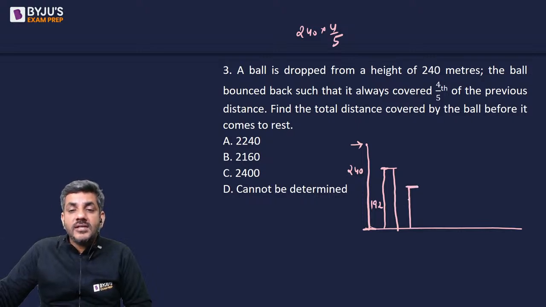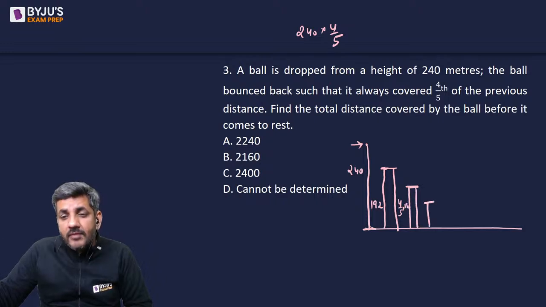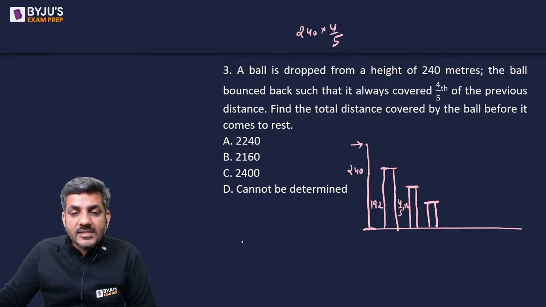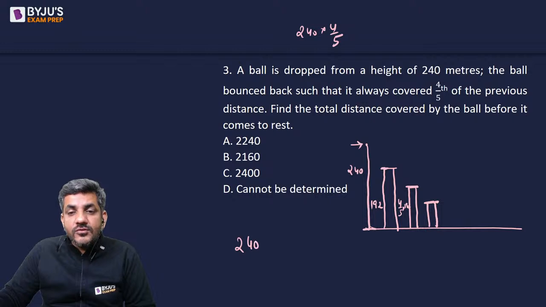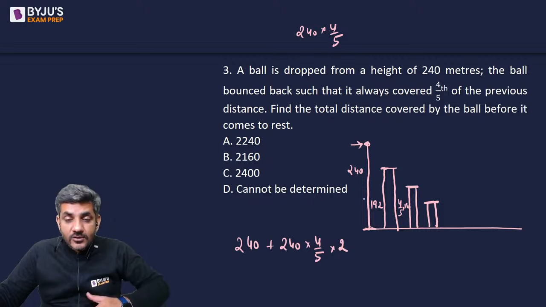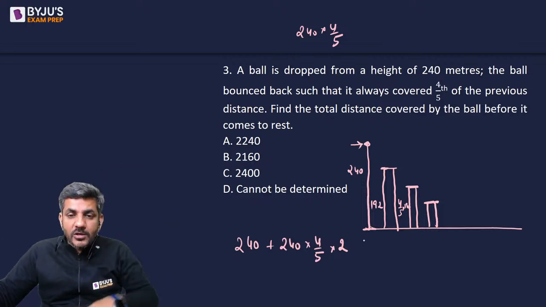Next time the distance it covers will be 4/5 of 192, it will again come back that much, and next time it will rebound by 4/5 of that again. So ultimately, what is the distance covered by the ball? It covers 240 first of all, when it comes from the top to the bottom. After that, it covers 4/5 of 240, which was 192, and it covers it twice. It goes that much above, it comes back below.